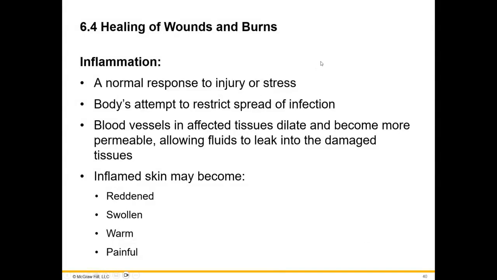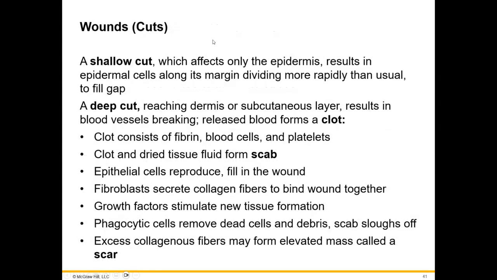All right, now let's talk about how your body skin can heal. So inflammation is a normal response to injury or stress. It's the body's attempt to restrict the spread of infection. Any blood vessels in the affected tissues will dilate and become more permeable, and this allows fluids to leak into the damaged tissues. Inflamed skin can become reddened, swollen, warmer, or painful.